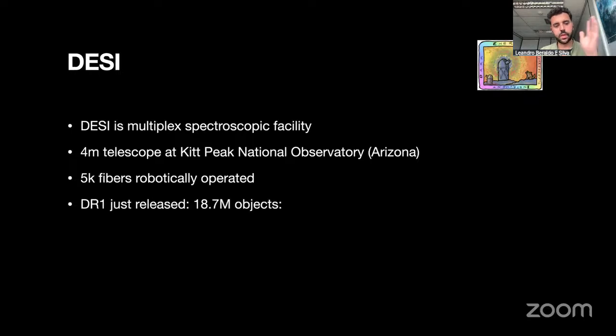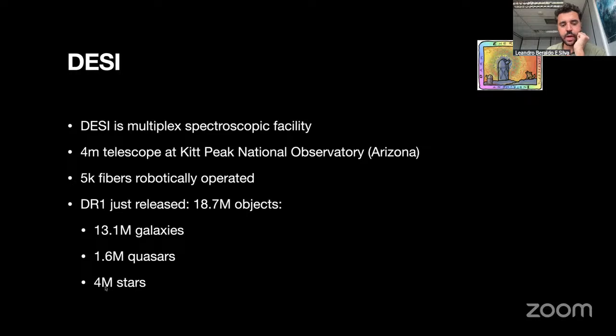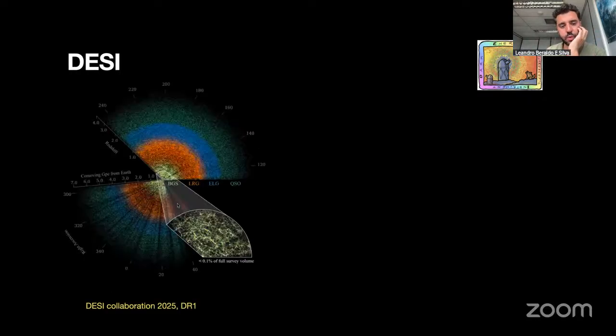The first data release of DESI was just released. It provides spectra for more than 18 million objects. From these, we have approximately 13 million galaxies. That's the main point of the survey, which is in principle a cosmological survey. Also 1.6 million quasars, but it also has spectra for 4 million stars, because DESI also has a Milky Way survey.